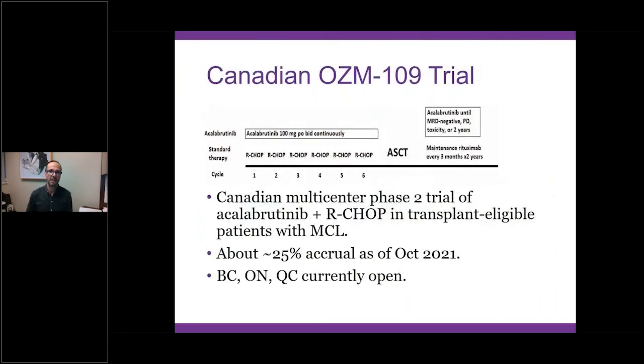This is just a small plug for a study that is being done in Canada. Currently, this is open in BC, PNH, and Quebec, where we're treating patients with R-CHOP and acalabrutinib before transplant and with acalabrutinib and maintenance rituximab after transplant. And this study is going well, and we're seeing some really nice responses, and we are very happy to see more folks for this study.